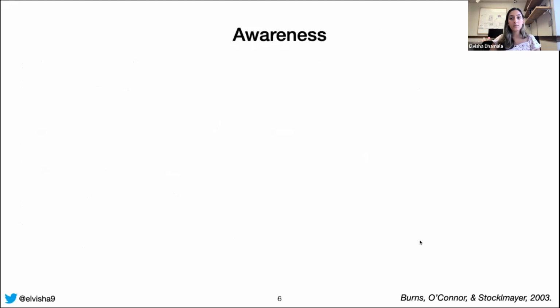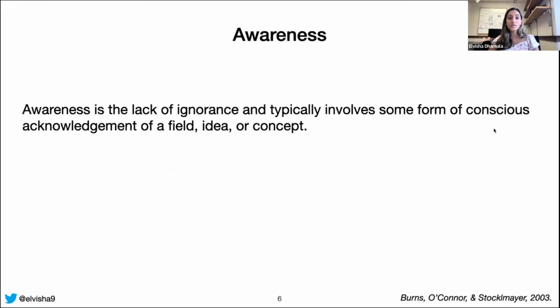So we've talked a little bit about what science communication is, but now I'm going to go through a little bit about each of the 5 responses or goals that we hope to elicit with science communication. And first up is awareness, and this is how we can define it. So in the simplest terms, awareness is the lack of ignorance and typically involves some form of conscious acknowledgement of a field, idea, or concept.